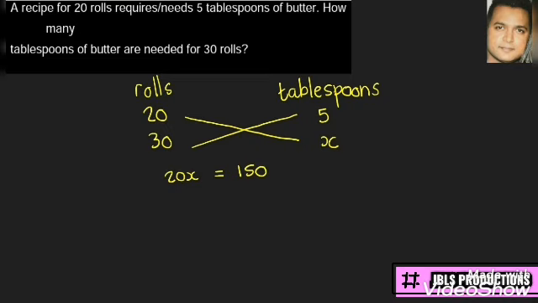150, right? So we now need to get rid of the X, or should I say the 20, because this becomes a normal equation sum. So we divide both sides by 20, and we see that X is equal to, punching it in our calculator, it is 7.5, and this is our answer.